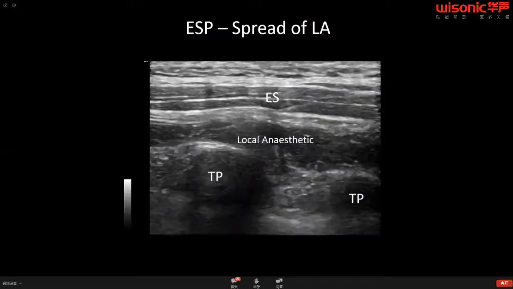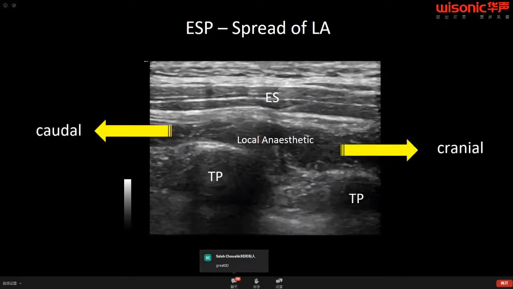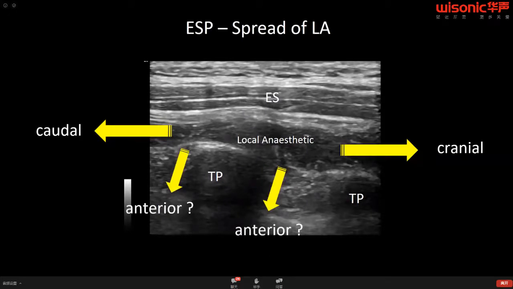What you can always see when you do an erector spinae plane block is the spread of local anesthetics in a craniocaudal direction. But more important is there an anterior spread of local anesthetics, so that the spinal nerves and the sympathetic trunks are blocked in the paravertebral space.